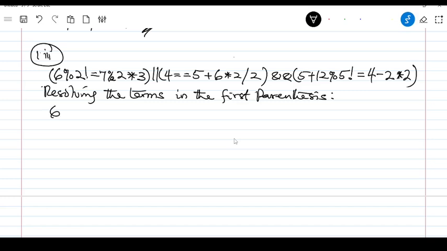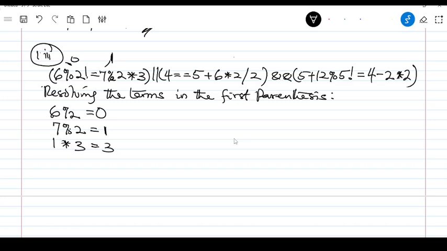So let's say 6 modulo 2 is going to be equal to 0, because the remainder of dividing 6 by 2 is going to be a remainder of 0. So we'll have here as 0. The next thing we're going to do is, what is 7 modulo 2? 7 modulo 2 is equal to 1, right? So here is going to just be 1. Next we are going to multiply that 1 by 3. What is 1 times 3? 1 times 3 is going to be equal to 3.